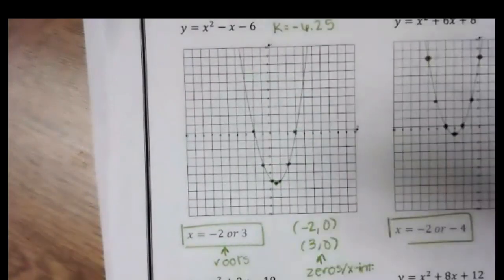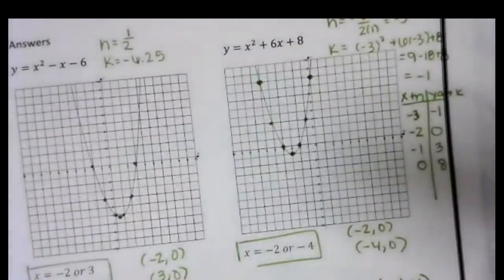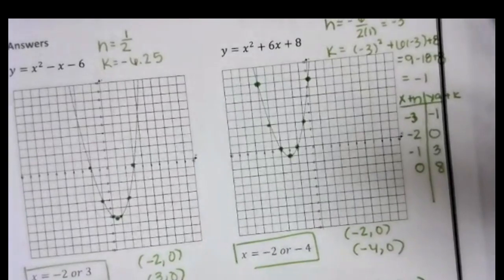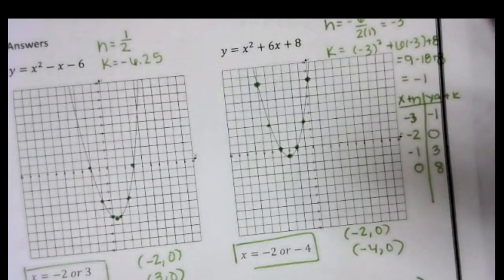Okay. And then for the next graph, you have your roots, your zeros, and your intercepts. You had to graph that once again. So when you graph that, you were able to see exactly what you were looking at.